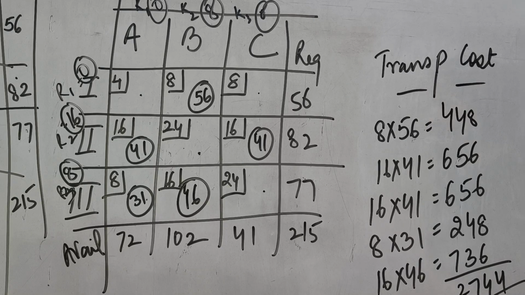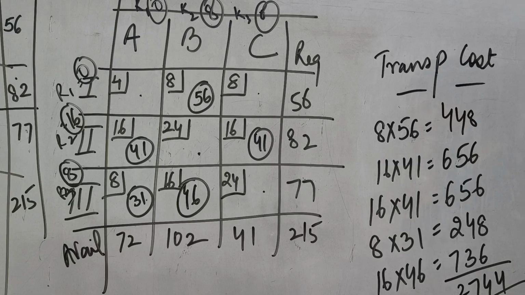So first apply initial feasible solution with whatever the method has been asked, and then apply any of the optimality tests. Both of the optimality tests will give you the same solution.